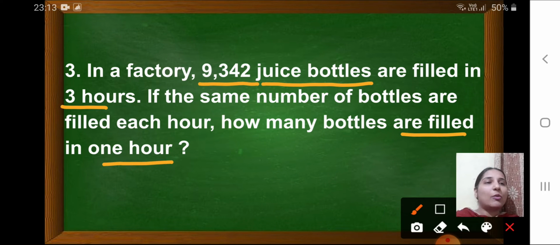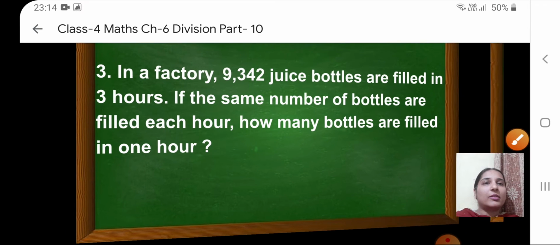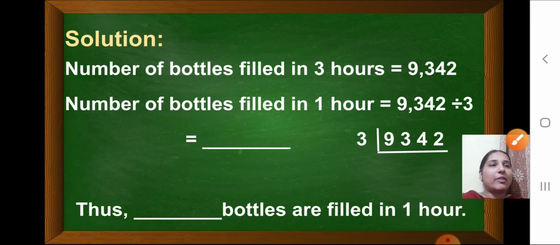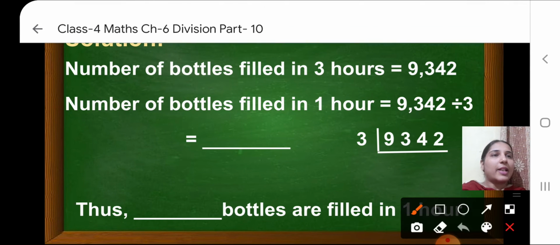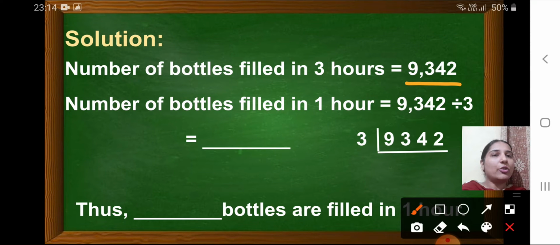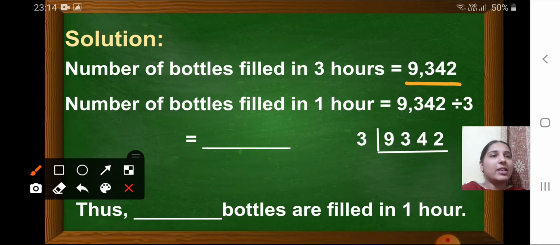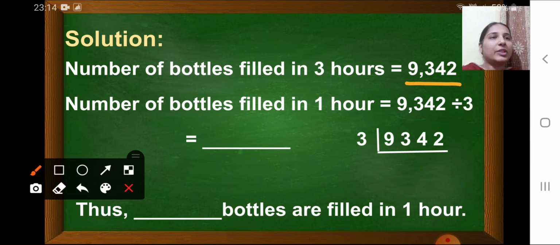So again, what will we do? Yes, we have to divide. First we will write what has been given, in the form of statements. Number of bottles filled in 3 hours was 9,342. Then number of bottles filled in 1 hour, that we have to find. So for that we will divide. So here we will divide now.